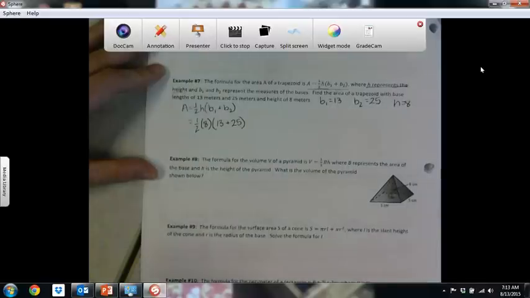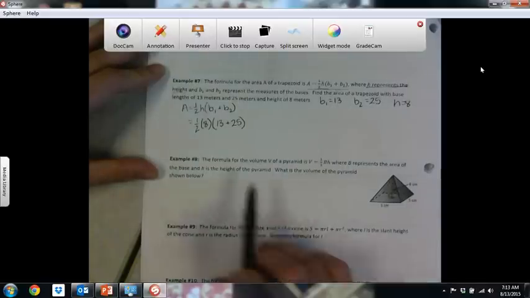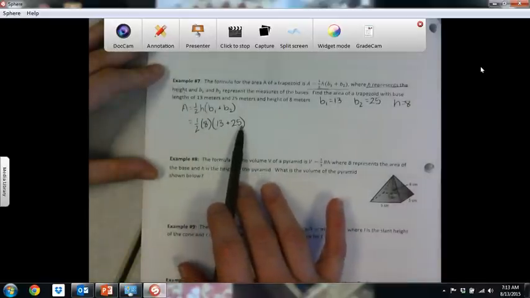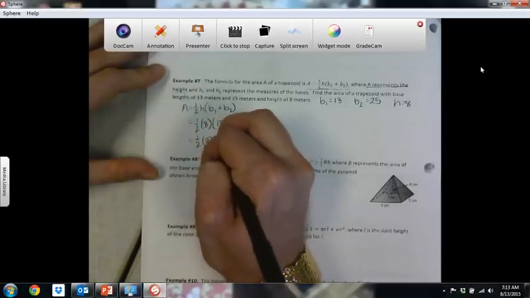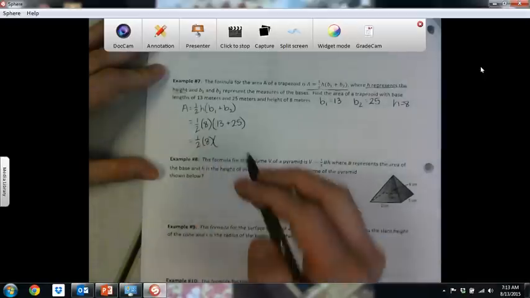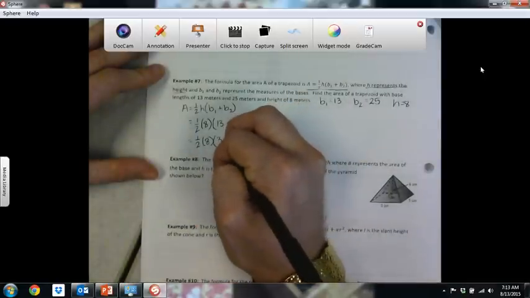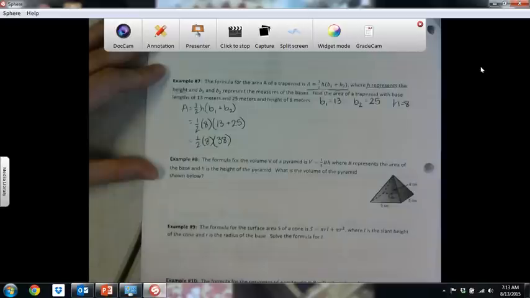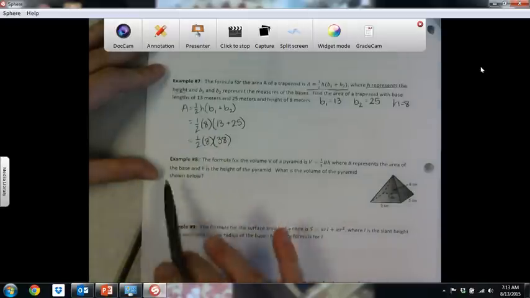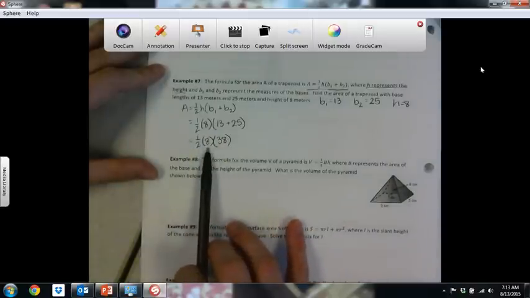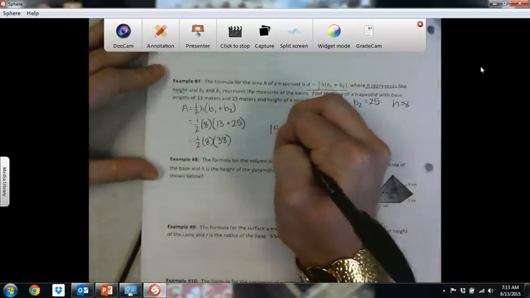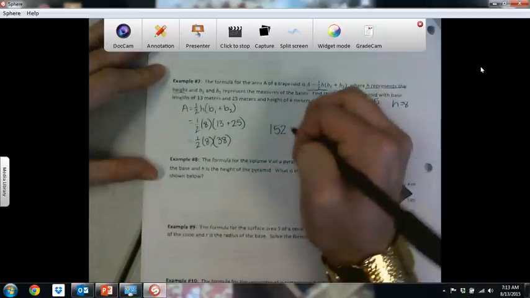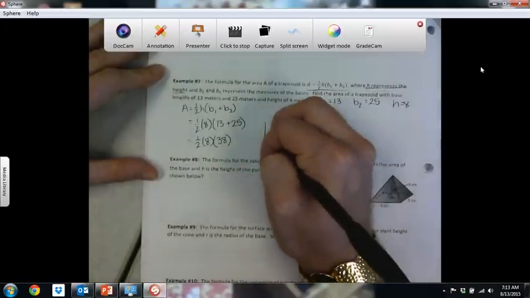And so then I use my order of operations to solve. I work inside the grouping symbols first, which means I should add here first. So I'm going to get 1/2 times 8 times 13 plus 25 is going to give me 38. And then I multiply from left to right. So 1/2 of 8 is 4, and 4 times 38 should give me 152. And since we're talking about an area, I'm going to say meters squared.